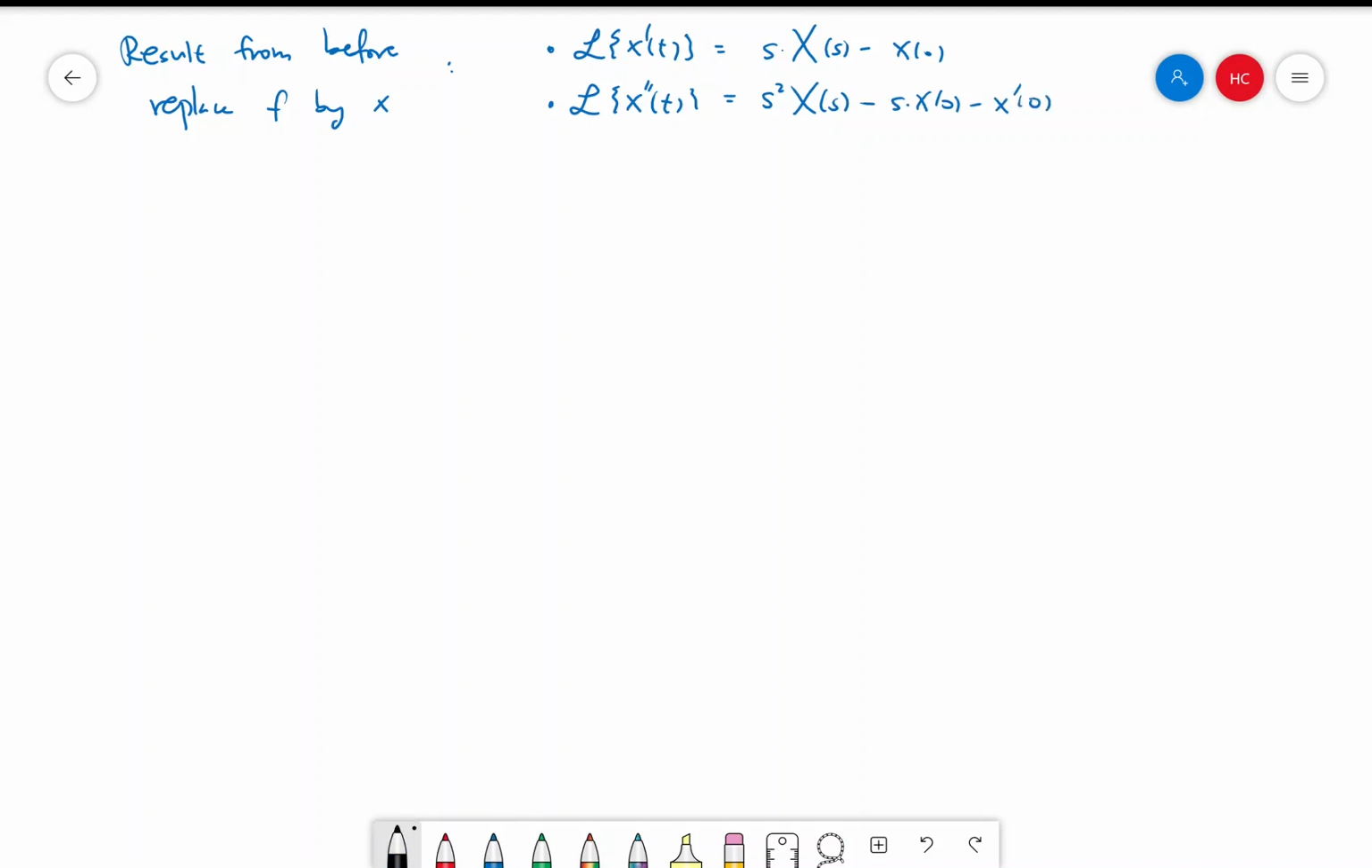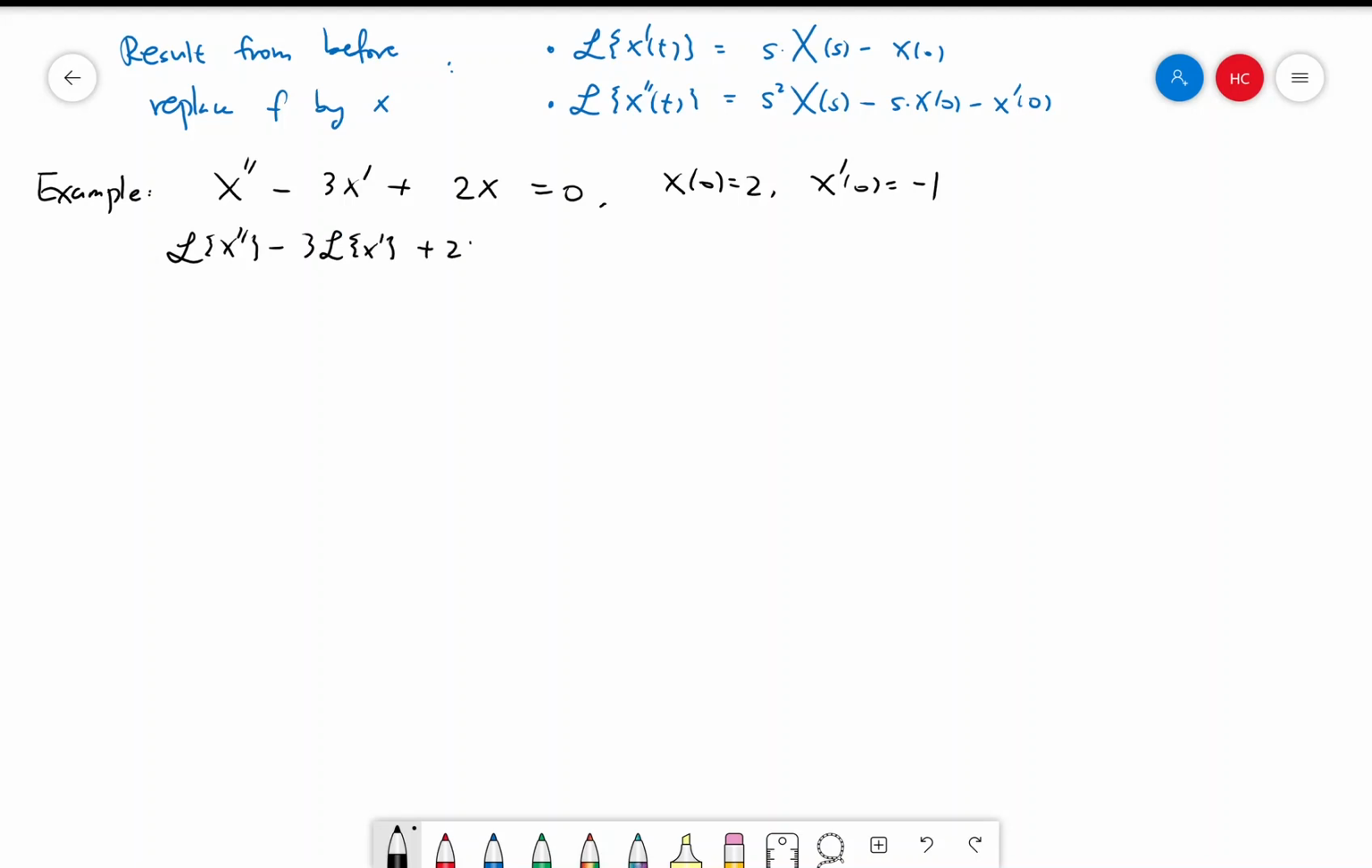Right, so now let's use that to solve a differential equation. Let's consider the differential equation x double prime minus 3x prime plus 2x equal to 0. And the initial condition is x of 0 is 2, x prime of 0 is negative 1. So now the first step is to apply Laplace transforms on both sides. So we get Laplace transform of x double prime minus 3 Laplace transform of x prime plus 2 times Laplace transform of x equals Laplace transform of 0.